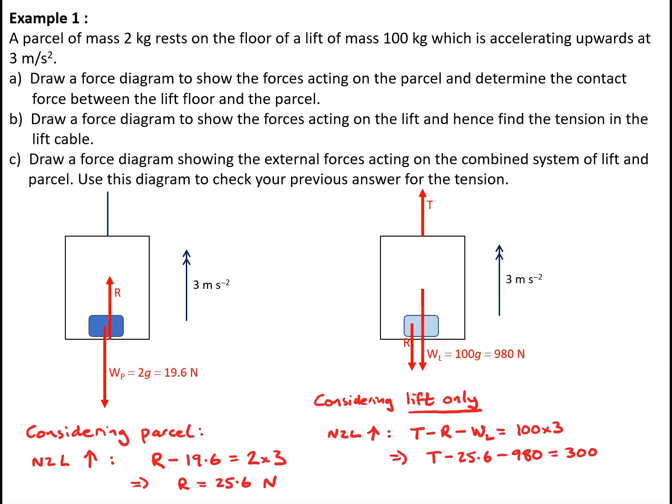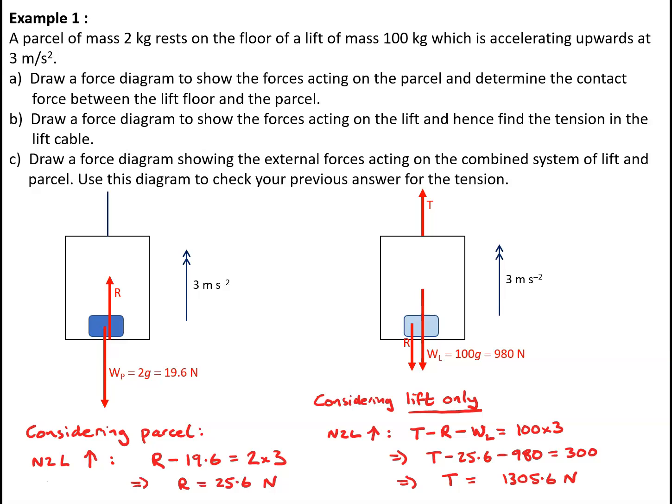So that gives me T minus 25.6 minus 980 equals 300. In other words, the tension in the lift cable must be 1305.6 newtons.